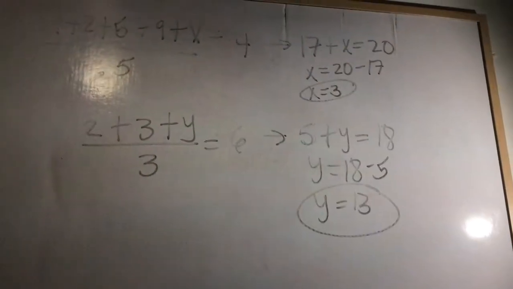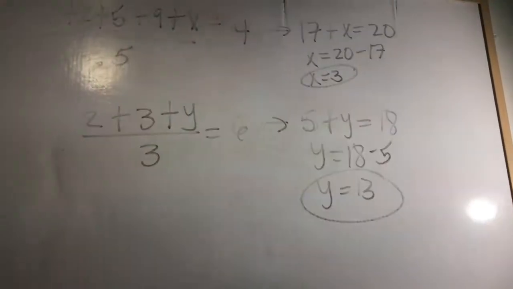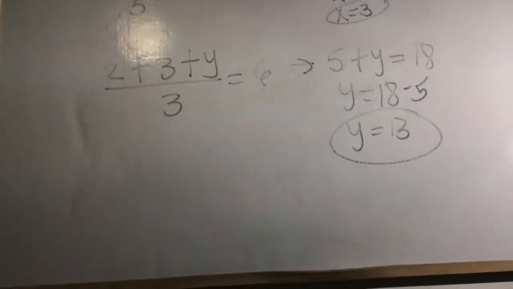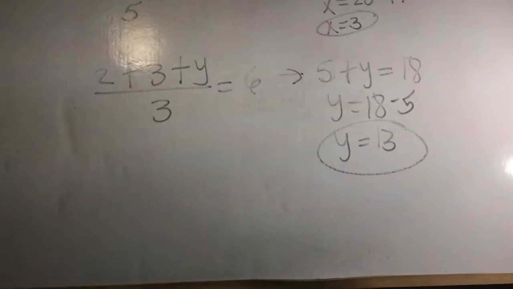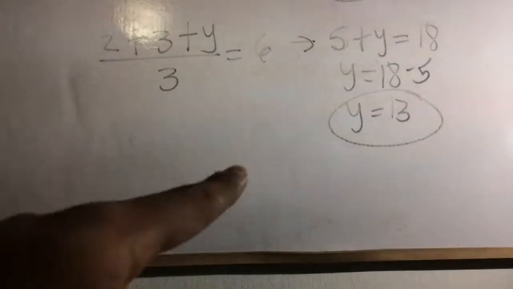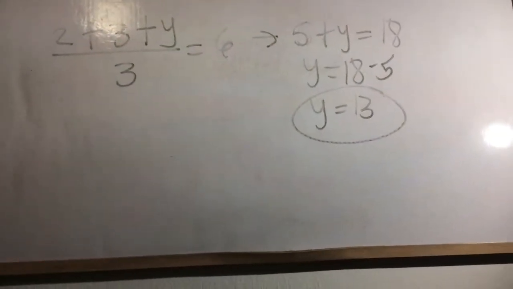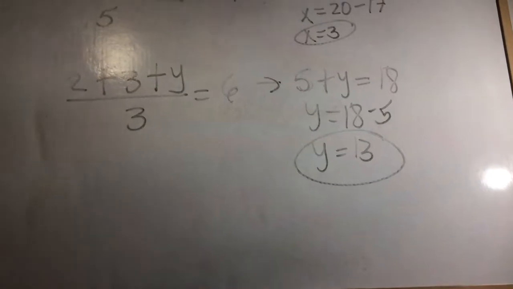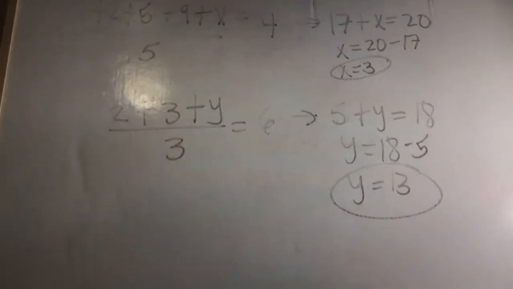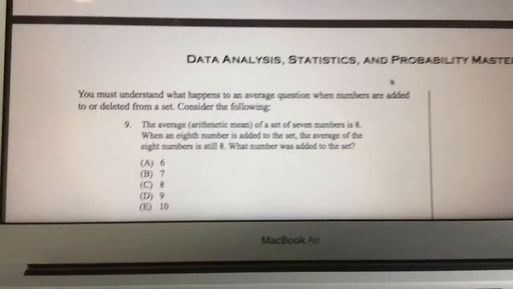So that 6 must not go in this equation, okay guys? Because what you need to do is add 2 and 3 and say, okay, 5 plus y is equal to 6 times 3. You do the same job here. 6 times 3 is equal to 18. And then you say, y is equal to 18 minus 5, and y is equal to 13. Did you guys understand this? This is a very easy one.